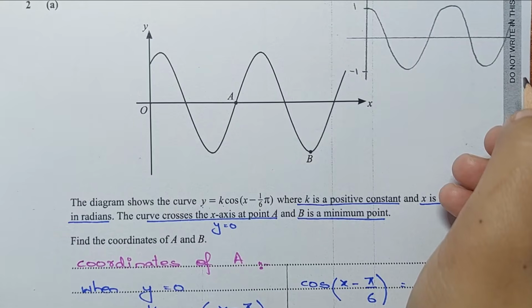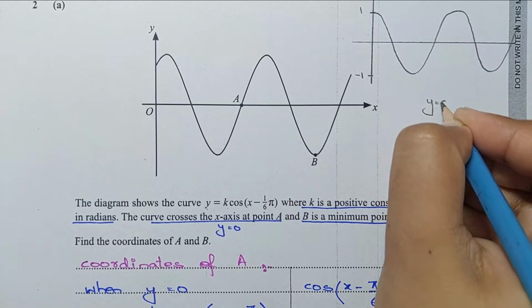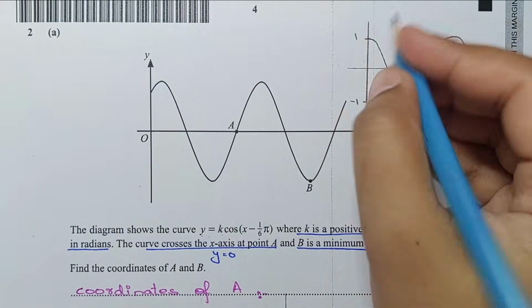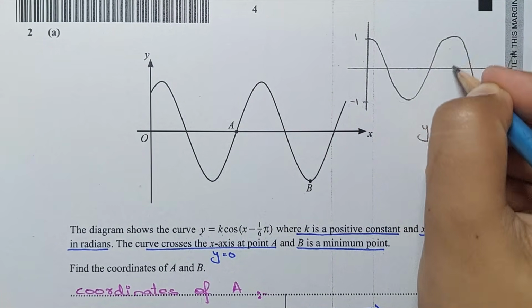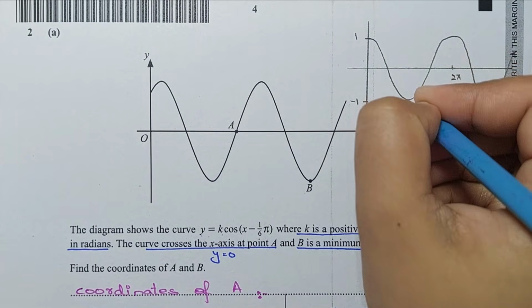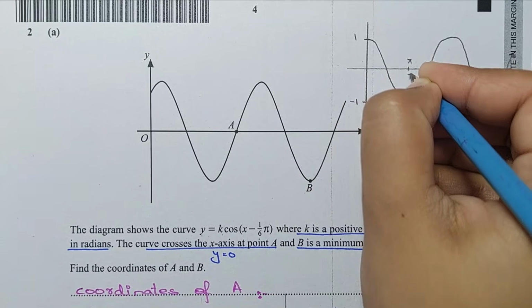This is a graph for y equals cos x. One complete cycle of cos is 2 pi. If this point is 2 pi, then this point is pi, and sorry, pi is over here.